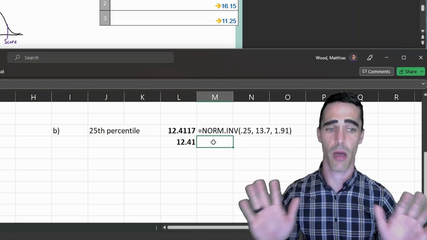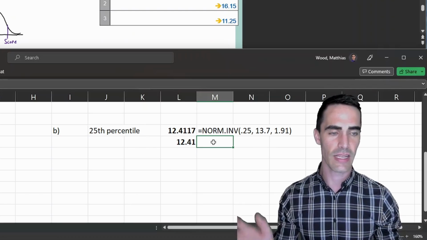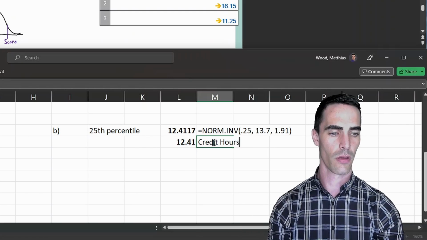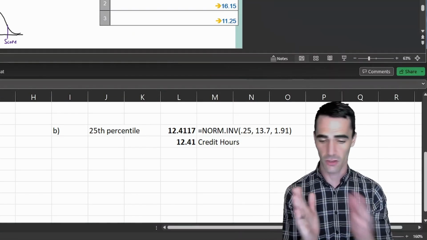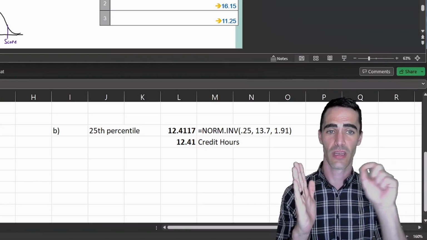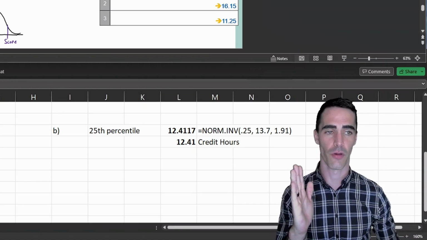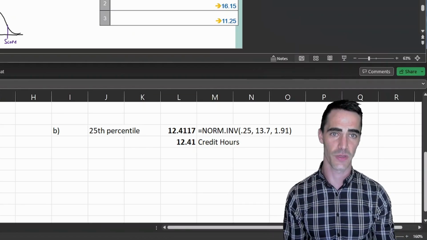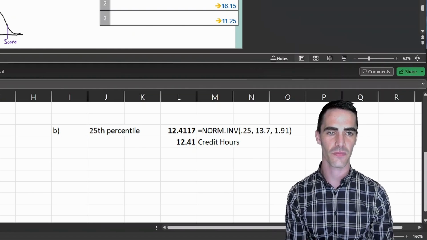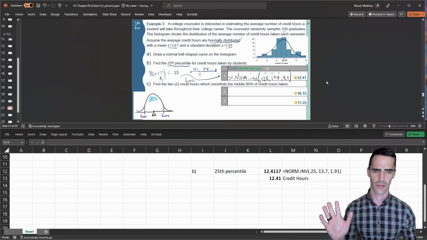Notice in this case, this is not a probability. This isn't point something. Instead, this represents credit hours that a student takes. So we're thinking, look, there's actually 75% of students take more than 12.4 credit hours, at least at this particular college. That's how we can find percentiles, very friendly to compute.